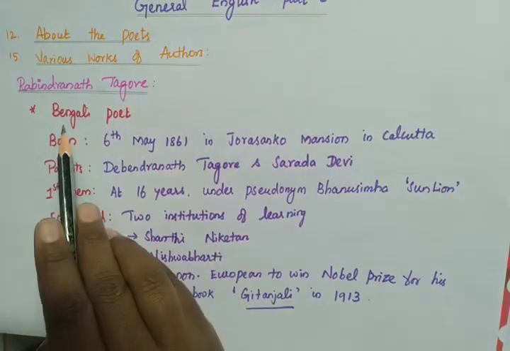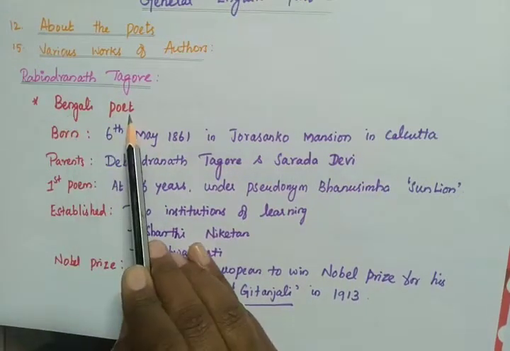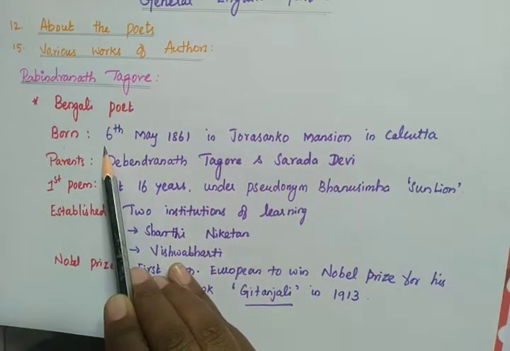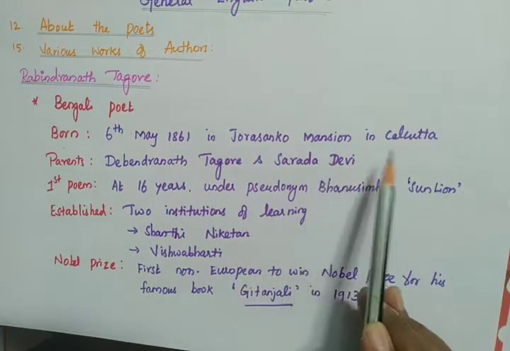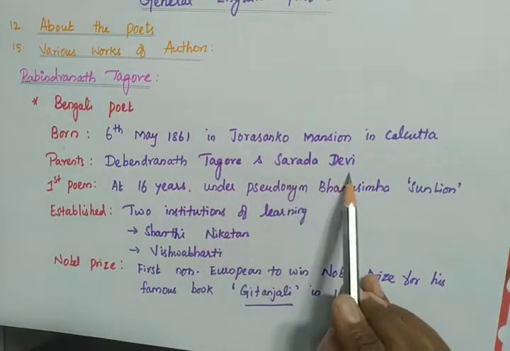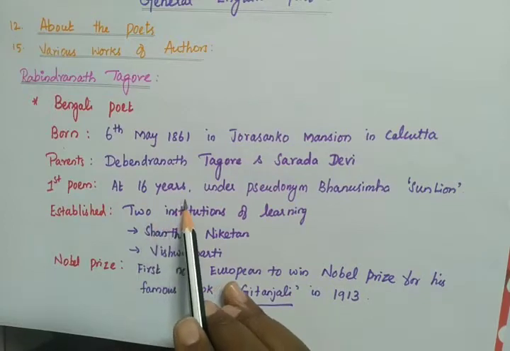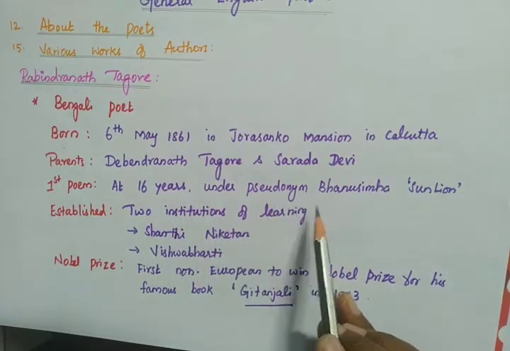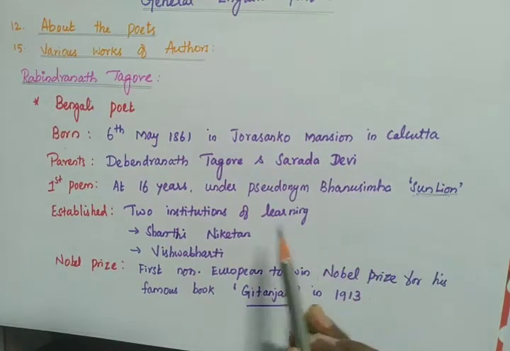Rabindranath Tagore is a Bengali poet. This is very well known information. He was born on 6th May 1861 in Jorasanko Mansion in Calcutta. His parents are Devendranath Tagore and Sarada Devi. His first poem was written at the age of 16 under the pseudonym Bhanusimha, Sun Lion. You have to remember all this.